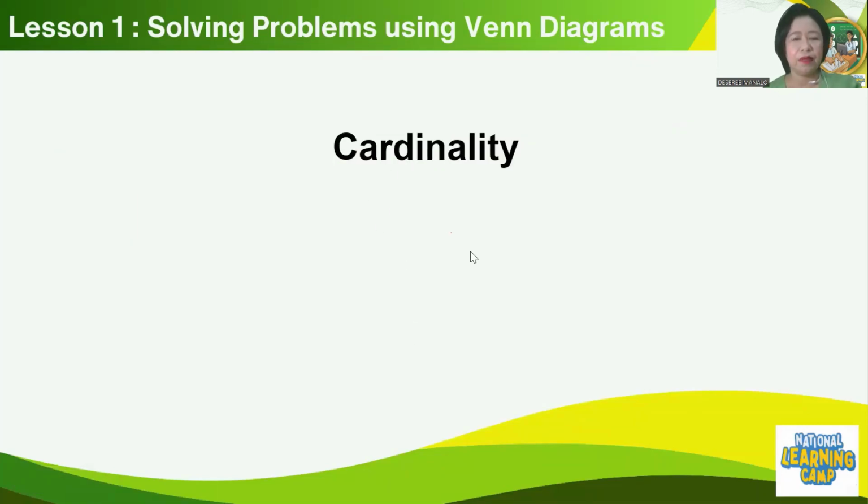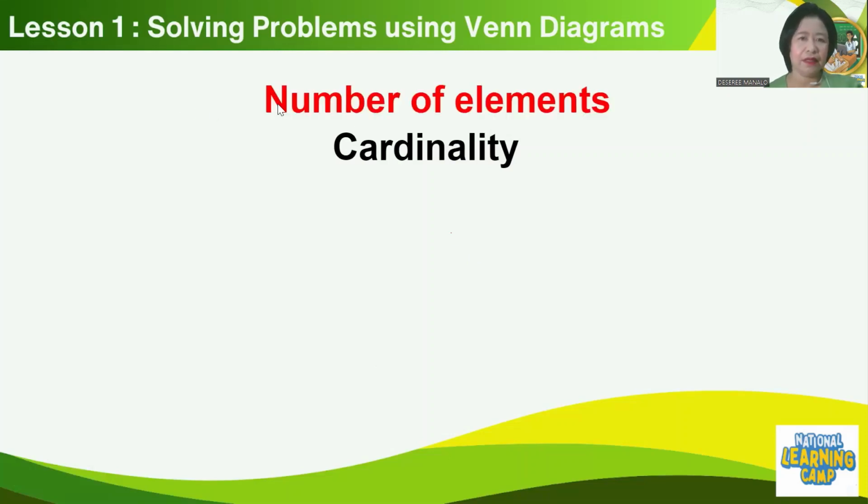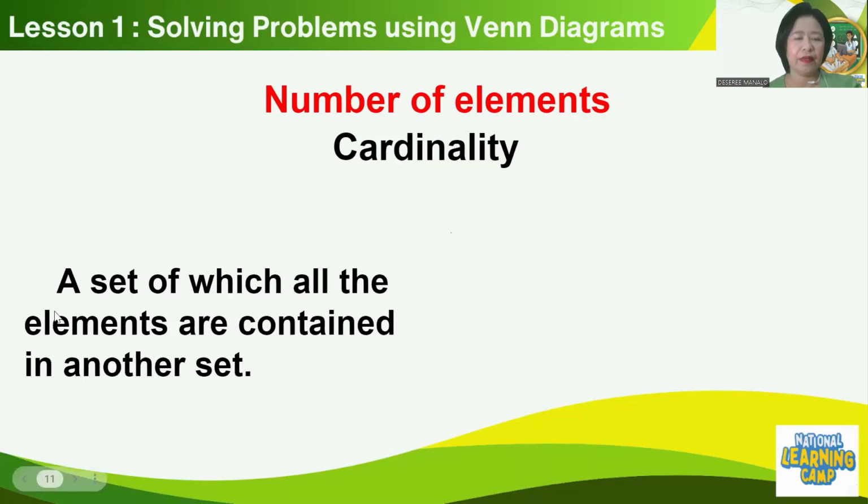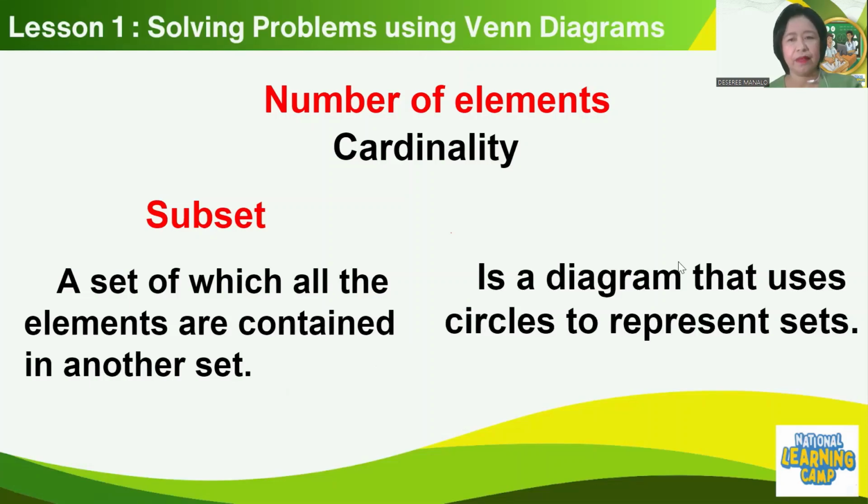Cardinality. What is cardinality? Cardinality means the number of elements. It is a set of which all the elements are contained in another set. So what is that word? Subset. It is a diagram that uses circles to represent sets. What is the word? Venn diagram.